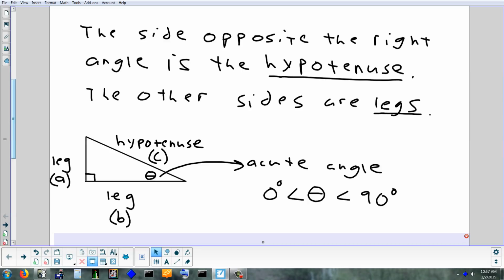Because it only equals 180. Right, all the angles have to add up to 180. We've already used up 90 here. So between the other two, they each have to add up to 90. Okay? So they have to be acute.